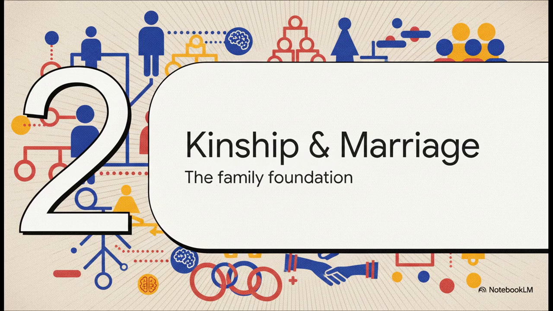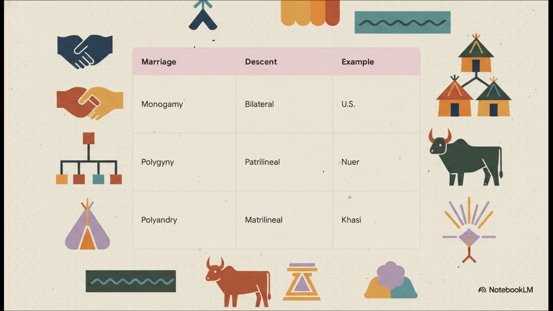Moving right along to part 2, kinship and marriage. This is the family foundation. Zooming out from the individual mind, we move into Chapter 7 to see how our subject forms their very first critical social bonds. You are definitely going to want to memorize this matrix for your exam. It neatly compares how societies organize descent to pass down property and how marriage rules build vital survival alliances.